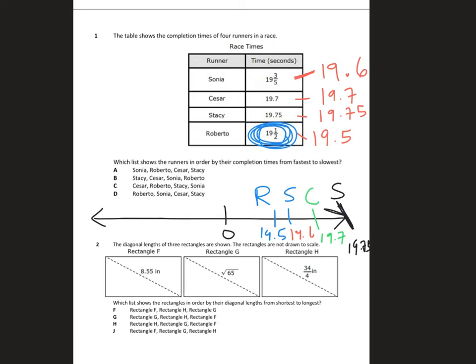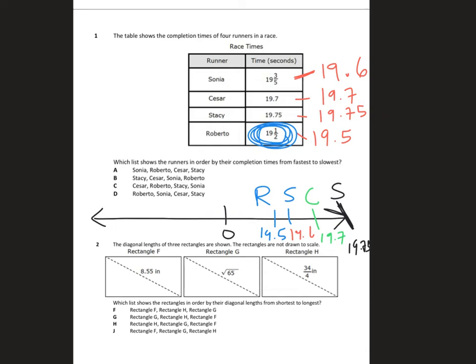So let's backtrack everything we did. We converted all the numbers to decimals. Then we took those decimal numbers and we placed them on a number line from fastest, which means the smallest time, to the biggest time, right? Sometimes it's going to say fastest to slowest. Sometimes it'll say least to greatest. Sometimes it'll say ascending to descending, right? Those vocabulary terms are important and you should have them.